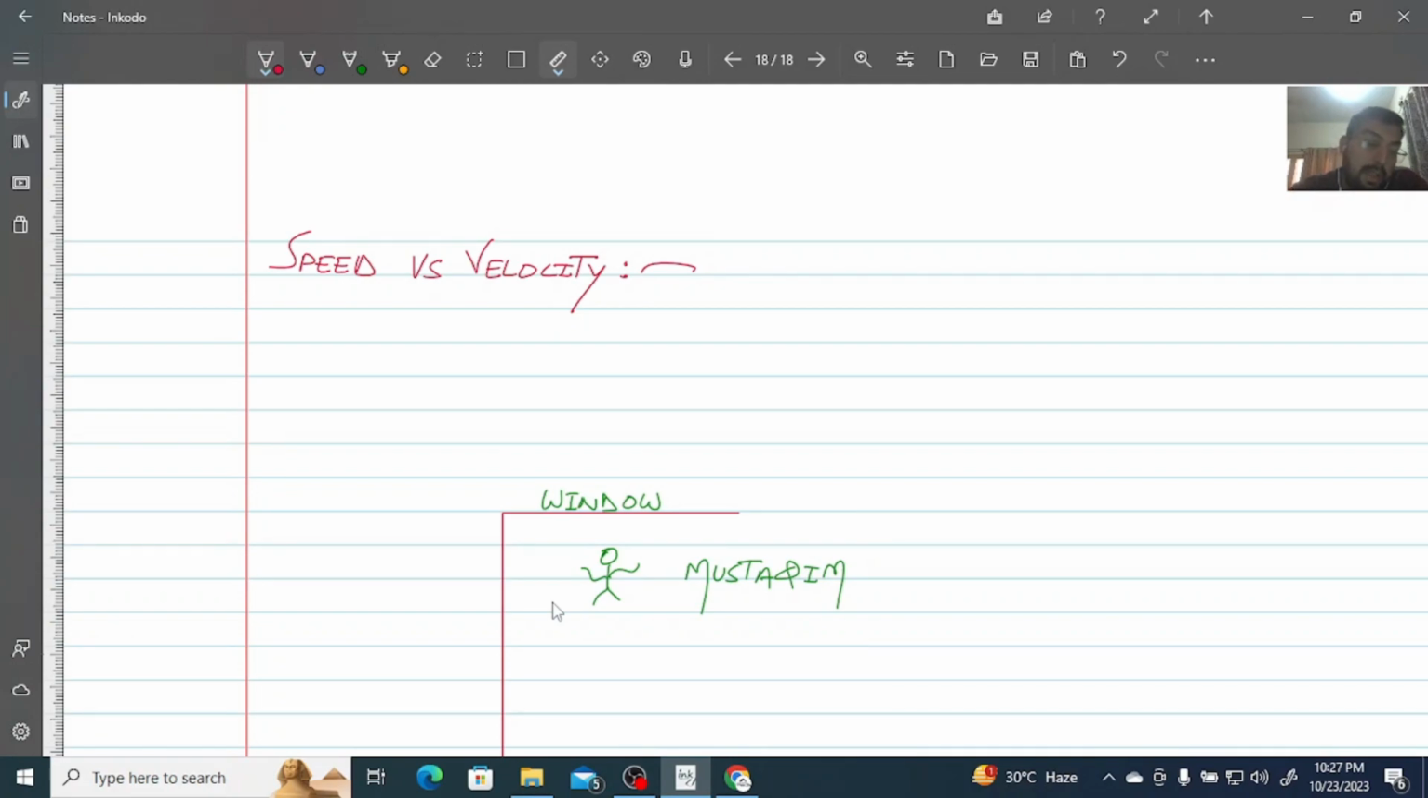Or you see anything and say if it is going very fast or if it is going very slow, so you express that it is going very fast, it is very speedy.